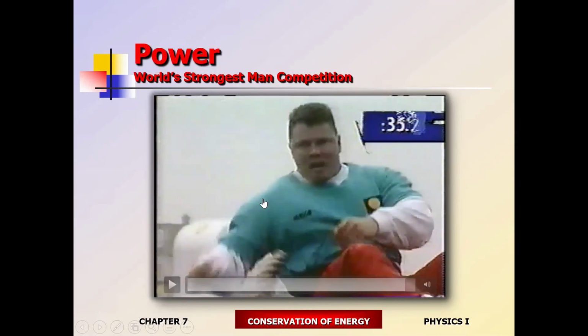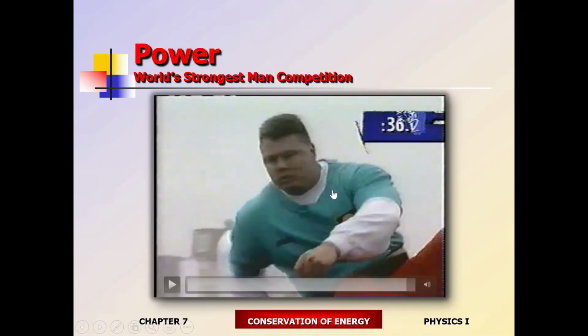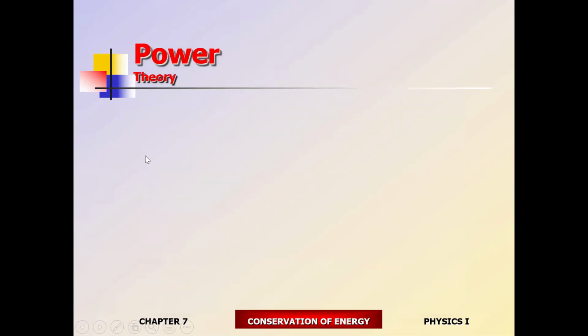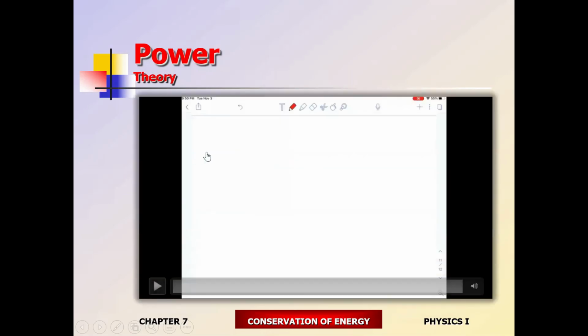So if I were to ask you which guy is stronger, the first guy takes like, what is it, 45 seconds. The second guy is going to take about 35 seconds. All right, so the second guy was able to do the same amount of work faster, which means that he's going to be more powerful. All right, so power means a couple of things in terms of physics.